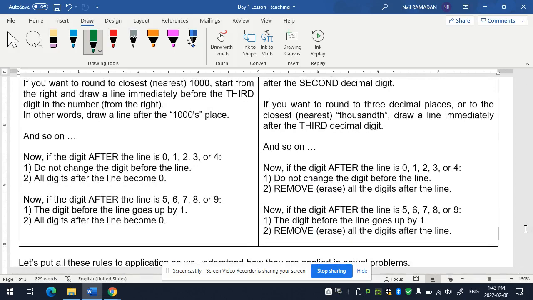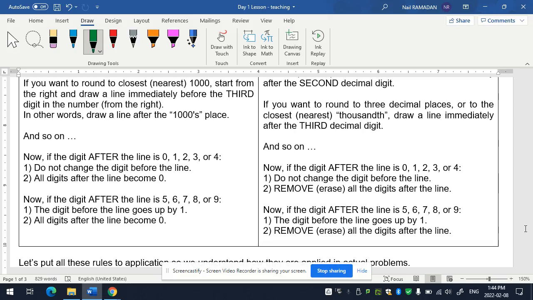If the digit after the line is 0 or 1 or 2 or 3 or 4, nothing happens, and you remove all the digits after the line because you're not supposed to show them. You said I want to round only up to 2 decimals, which means everything after is ditched. If the digit after the line is 5, 6, 7, 8, 9, two things happen. The digit before the line goes up by what? By the way, it only goes up by 1. And then you remove all the other digits after the line.